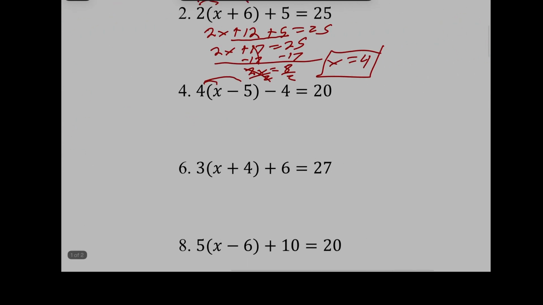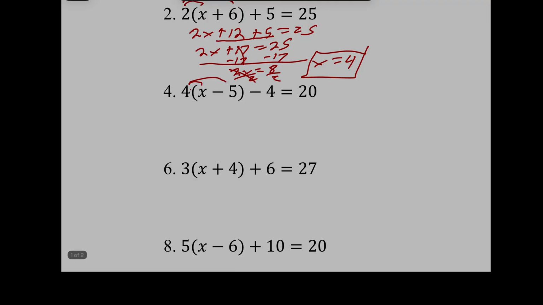Let's go on to number 4 here. Okay, so now 4 times x is going to be a 4x. 4 times the negative 5 is a negative 20. And I'm just going to copy the negative 4 equals 20. Now I see that I have like terms. 4x, add a line, change a sign. Signs are the same. So I'm going to add, and I'm going to keep the sign. And that's going to equal 20.